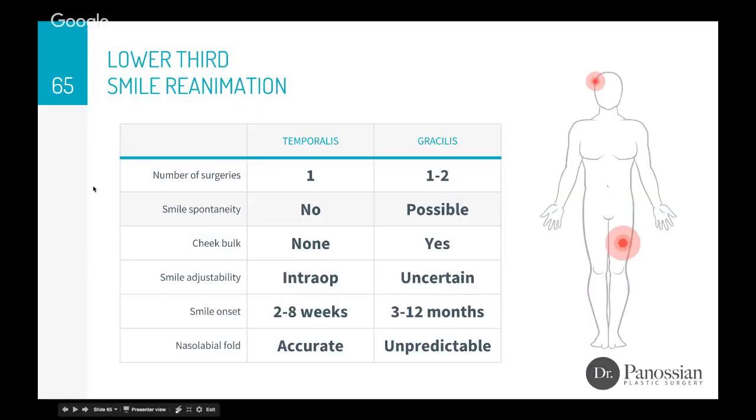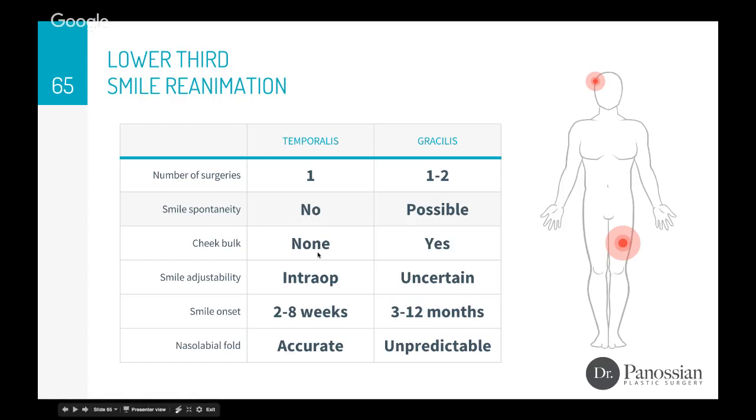So in lower third reanimation, it's important to know, why would we choose one surgery over another or vice versa? And there is no right answer to this other than whatever works for that particular surgeon's experience. So in the temporalis case, it's one surgery typically, whether it's bilateral or unilateral. In gracilis, it might need one or two, whether it's bilateral or unilateral. There's no spontaneity in the temporalis. This is a muscle of mastication that we're using. In other words, it needs muscle retraining. In the gracilis, if you use a cross-face nerve graft in 2 stages, it is possible to have spontaneous smile through the contralateral normal facial nerve.